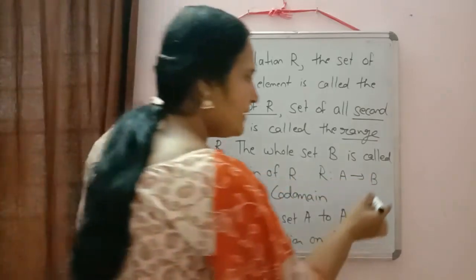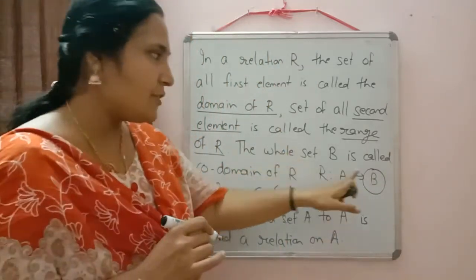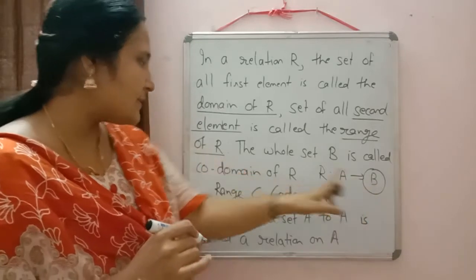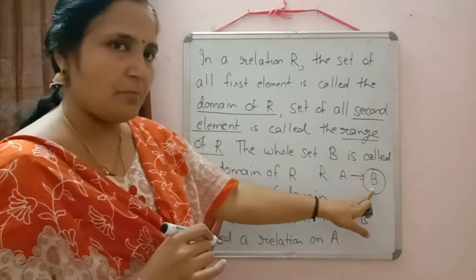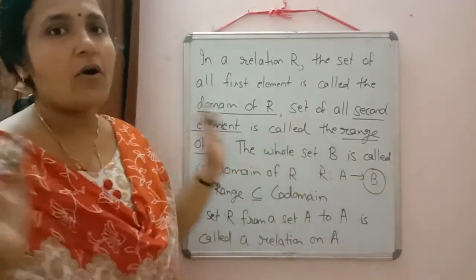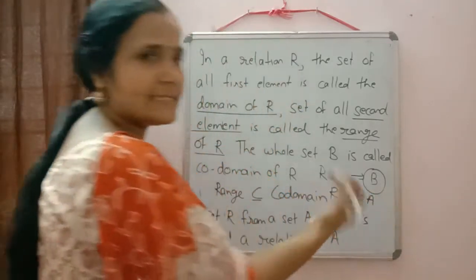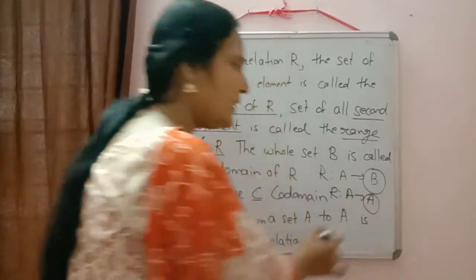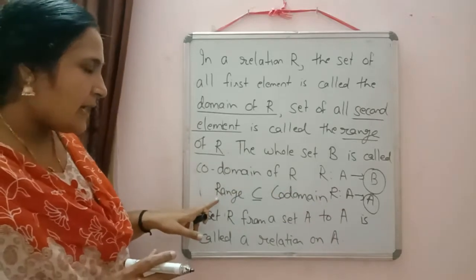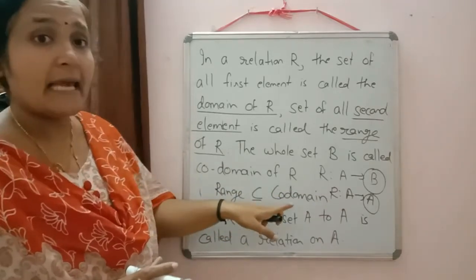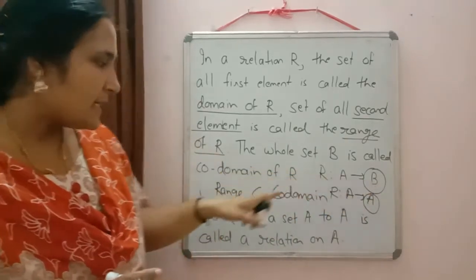Obviously the second element will come from the set B, correct? So here, the set from which to which we are defining is called the codomain of R. So if R is a relation from A to B, the set B is called the codomain of R. If I am defining R from set A to A itself, then codomain will be equal to the set A itself. So from here obviously we can say range can be a subset or it can be equal to the codomain because the range is coming from the second element.